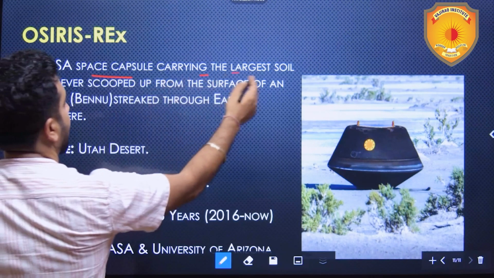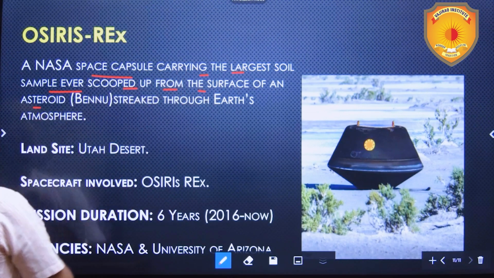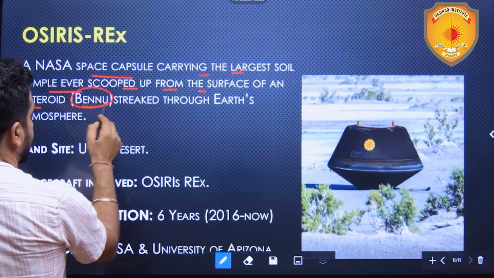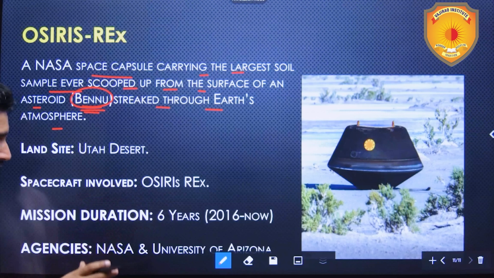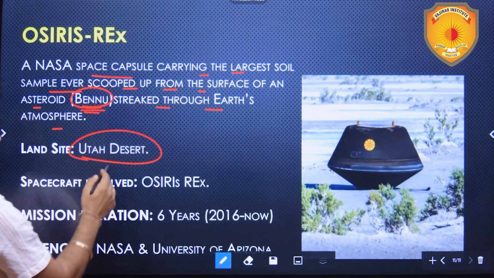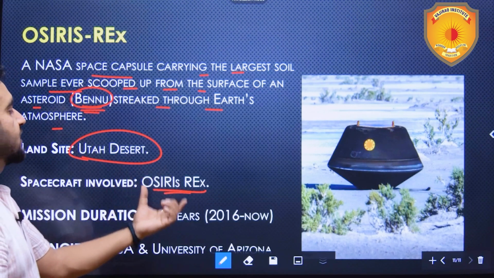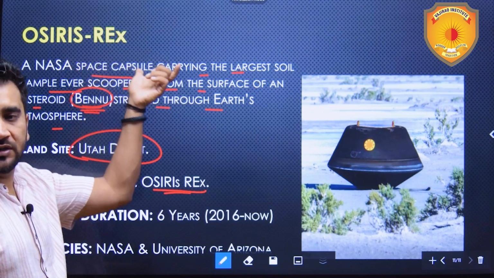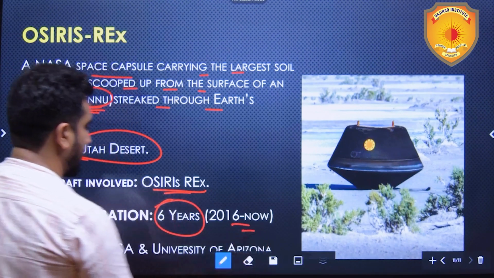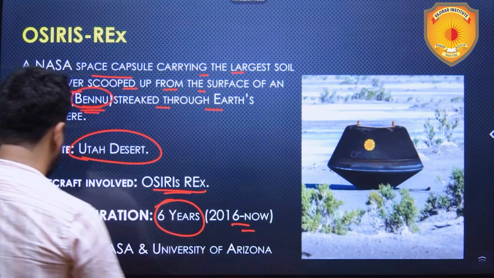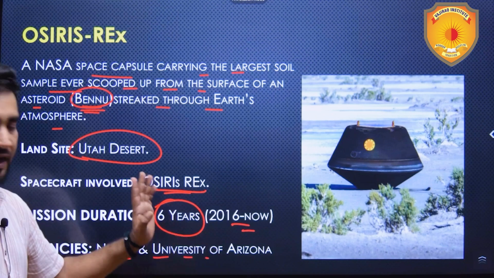NASA space capsule carrying the largest soil sample ever scooped up from the surface of an asteroid. That asteroid is named Bennu, and it streaked through the Earth's atmosphere and landed in the Utah Desert. The spacecraft involved is Osiris-Rex. That is why the name of this mission is Osiris-Rex. Mission duration is 6 years, 2016 till now. It was launched in 2016, and the agencies involved are NASA and the University of Arizona.